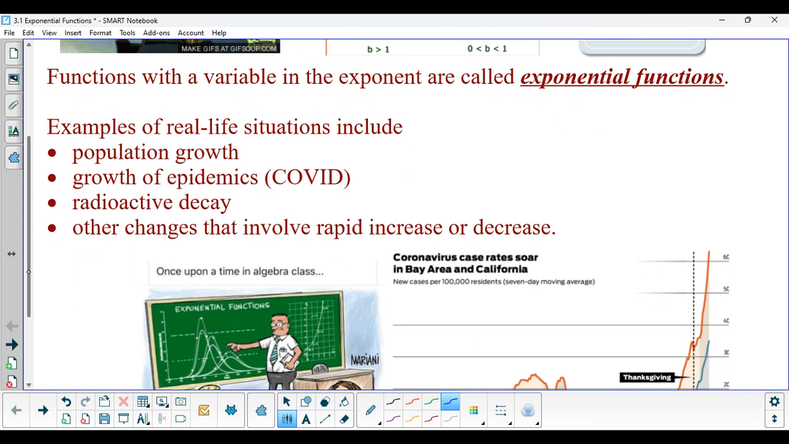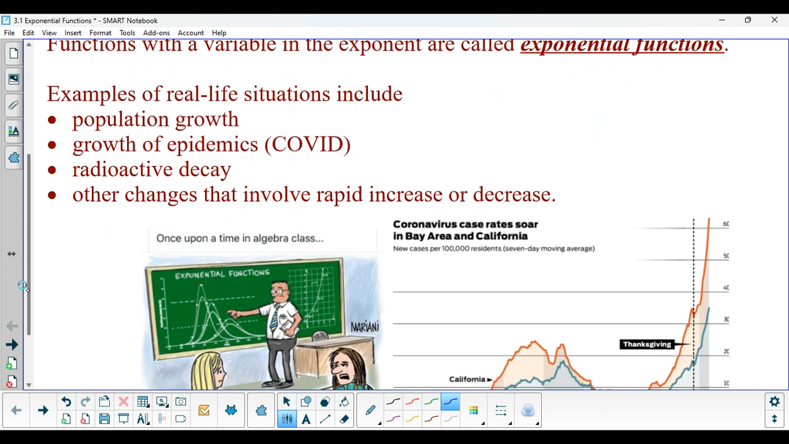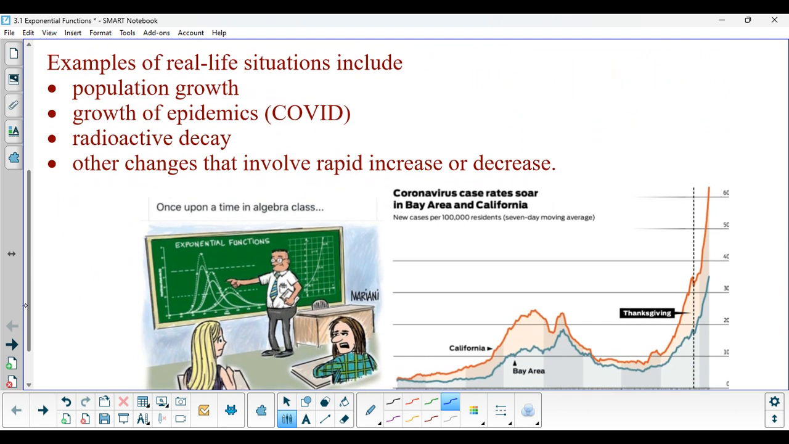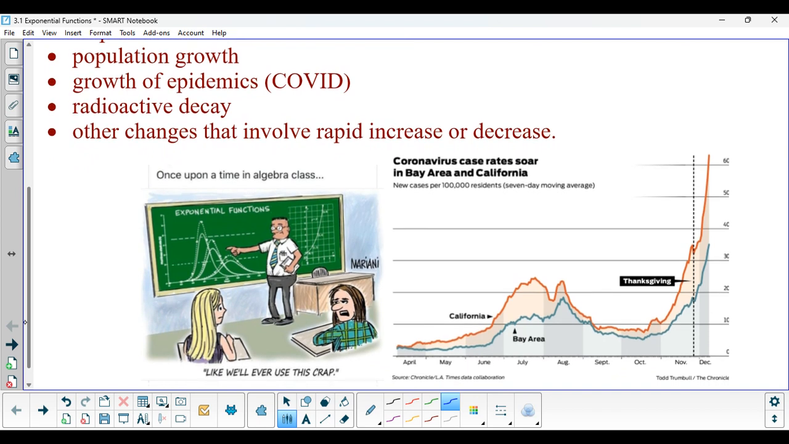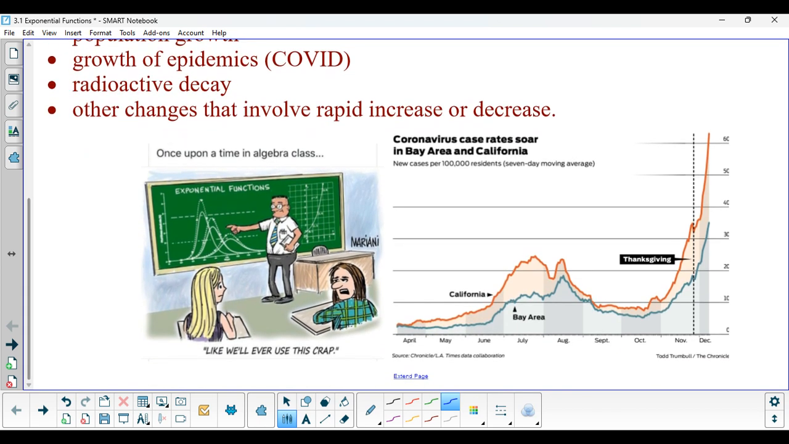Exponential functions are actually pretty common. When you talk about population growth, epidemics like COVID, that was a big one, of course. Anything that's a rapid increase or decrease would be considered exponential. So we look at this nice little cartoon. Everybody always likes to say, I'm never going to use this in real life. And then, bam, 2020 happened. And we see these exponential graphs all over the place. So, I guess it turns out sometimes math comes around to be useful, huh?